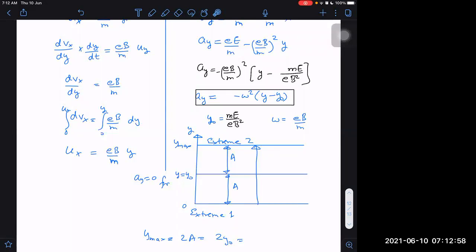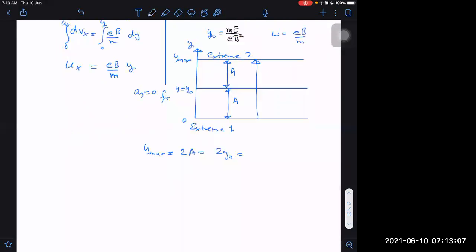And from extreme to the equilibrium, there is an amplitude of oscillation. Then to the other extreme there will also be an amplitude. Then the total distance will become 2a. So I can just write y max is equal to 2a, which is equal to 2y0, which is equal to 2me divided by e into b square. That should be the answer.